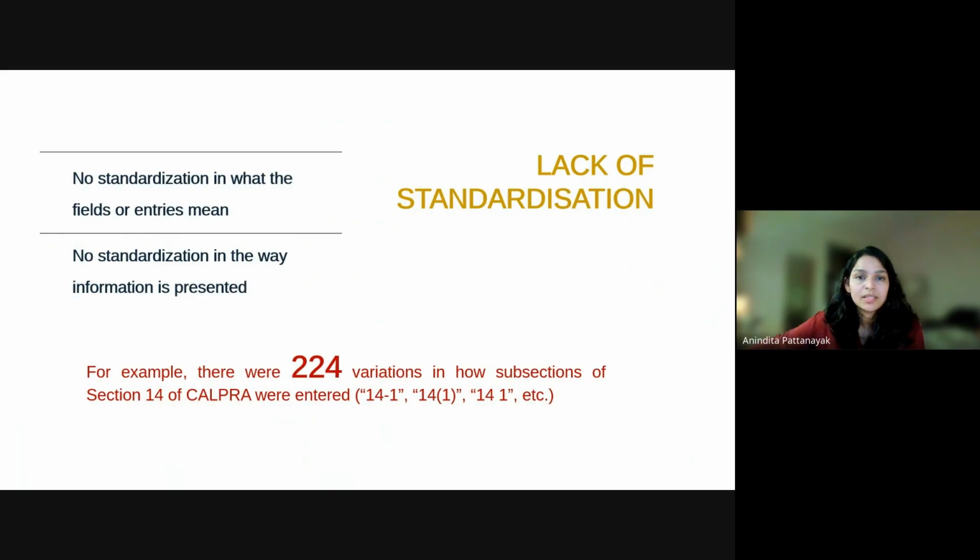Next, there was the lack of standardization and the lack of a key to understand the information that we had. For example, section 14, subsection 1 is the most important provision in CALPRA, and that is what we were most interested in. It deals with employers hiring children below 14 years of age, as opposed to other provisions which are about employers hiring adolescents, older children, or parents' liabilities. But simply calculating what proportion of the cases were these section 14 subclause 1 cases was a nightmare on Excel because of the 224 different ways in which that provision was entered into eCourts.